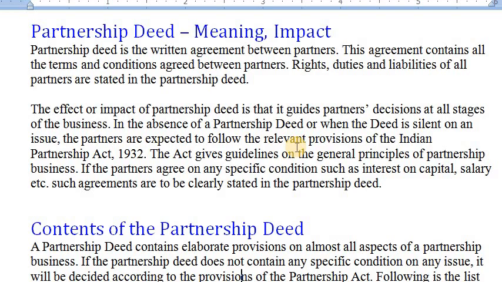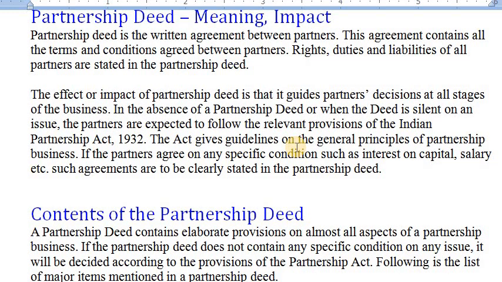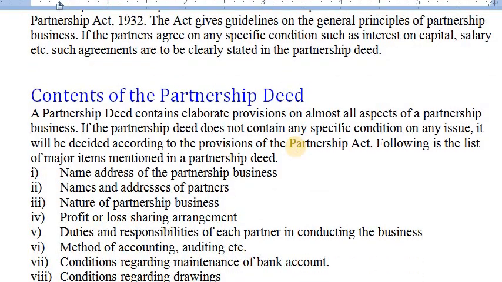But it is a matter of common sense. Why there should be a written agreement? Because this will avoid future disagreement or dispute between partners. So if there is a confusion, if there is anything, so you need to have a written agreement. So almost every partnership business will have a written agreement, and that written agreement is known as partnership deed.